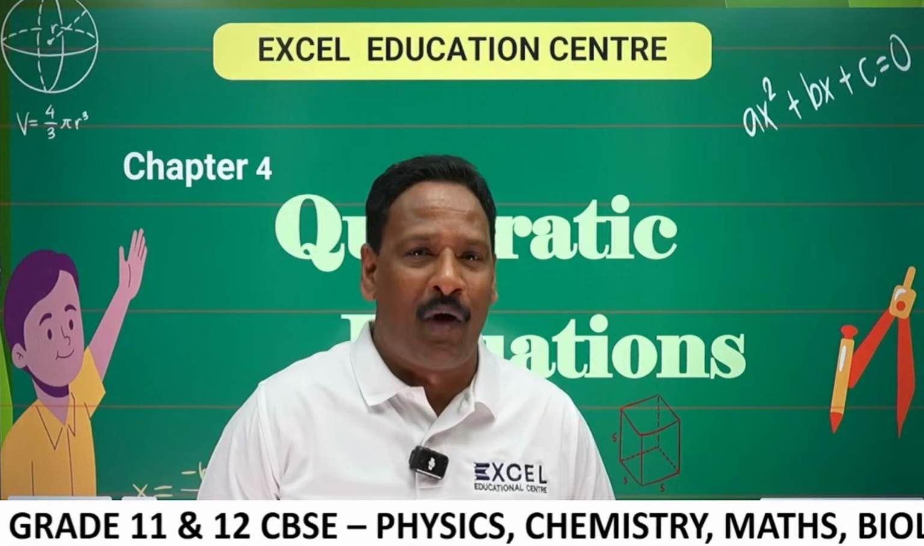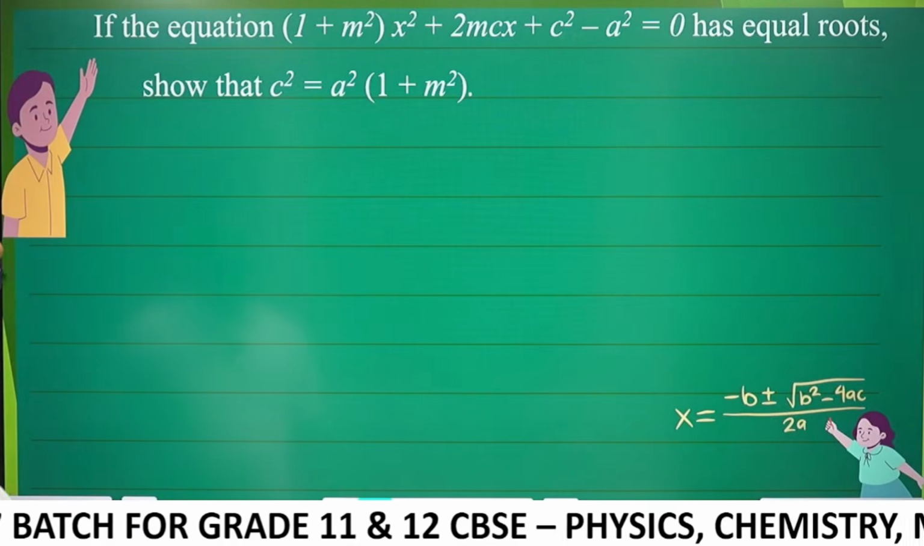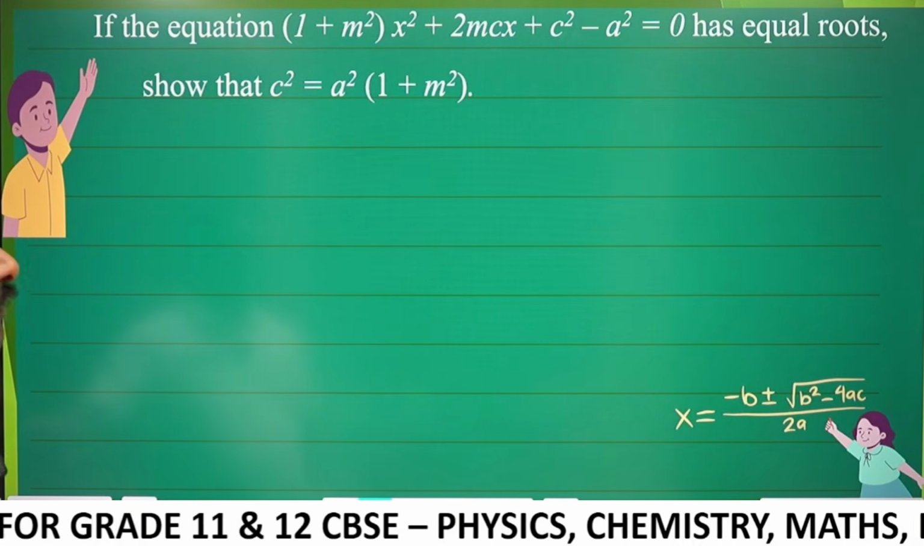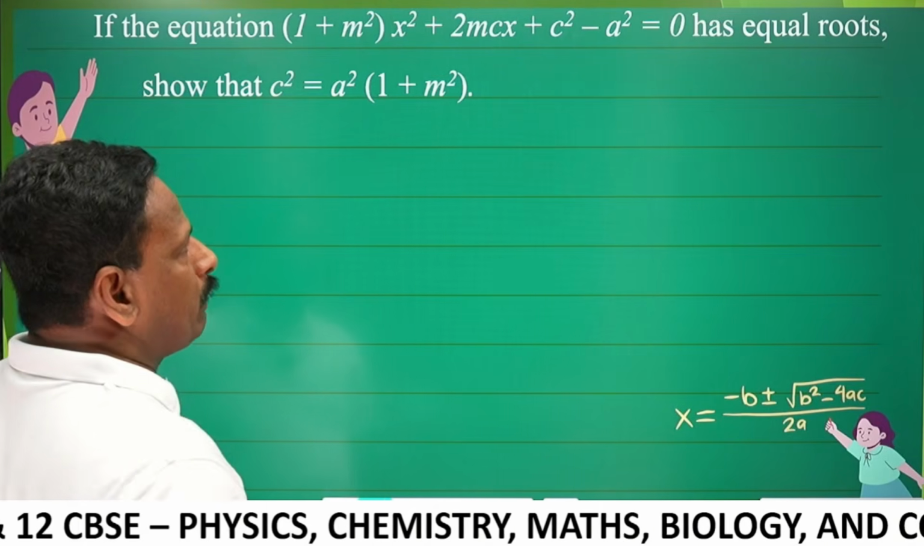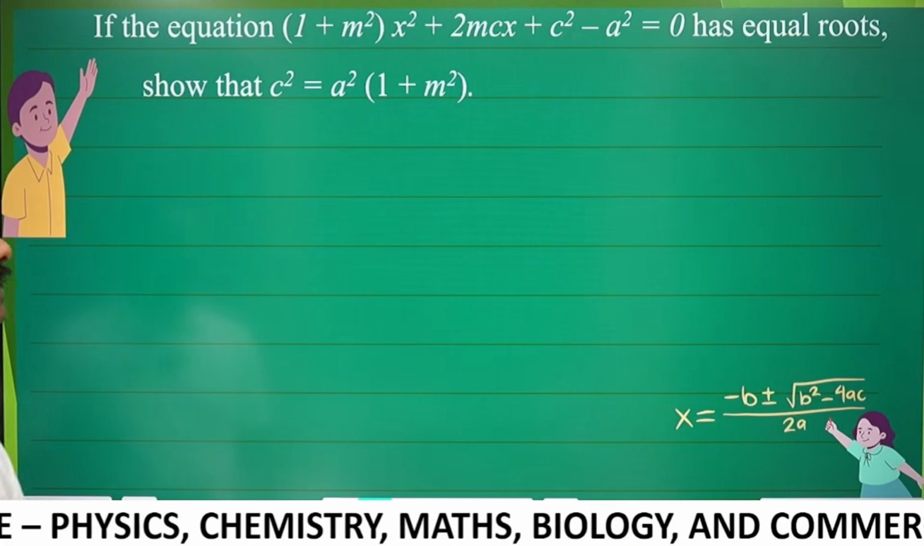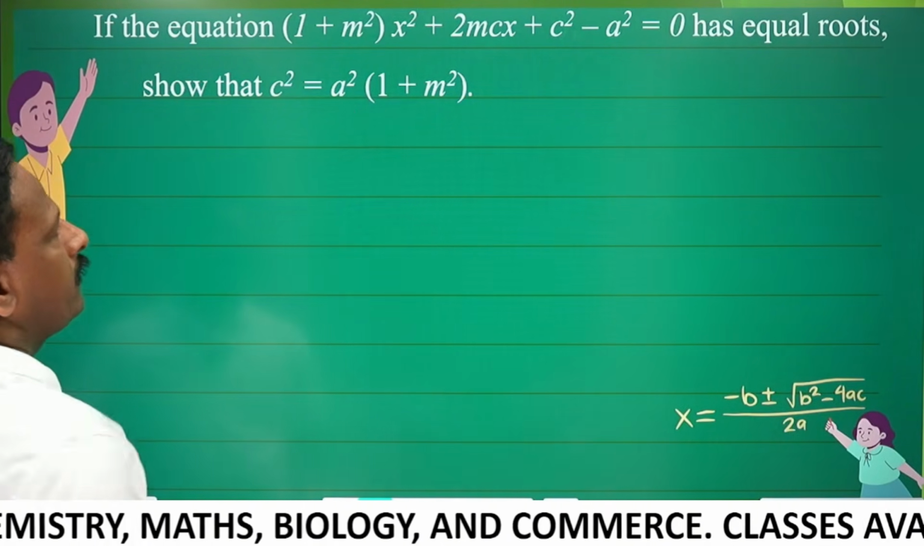Today we'll discuss some important questions from the chapter Quadratic Equations. If the equation (1 plus m square) x square plus 2mcx plus c square minus a square equals 0 has equal roots, show that c square equals a square into (1 plus m square).